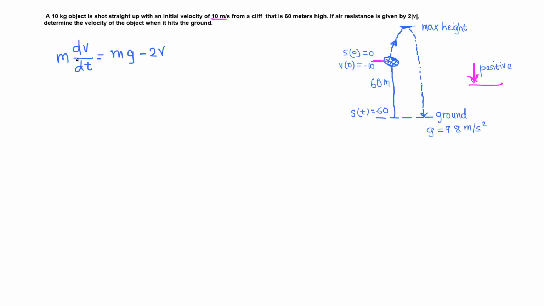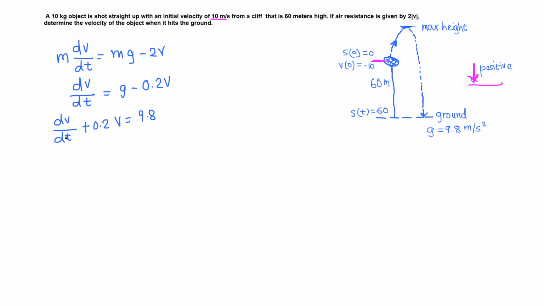Now we divide both sides by m, so we get dv/dt equals g minus 2 over m v. m is 10 kilogram, so 0.2 v. Now we solve this differential equation. This is g equals 9.8. Let me move this to the left. So dv/dt plus 0.2 v equals g, 9.8.